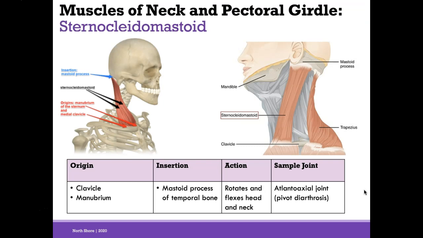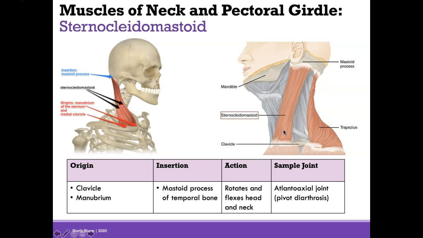So let's start with our friend, the SCM, the sternocleidomastoid. And what we spoke about, the SCM, it rotates and it helps flex the neck, like left or right. So it rotates left or right, or flexes the neck down. So everyone rotate your neck. And that's moving at the pivot diarthrosis called the atlantoaxial joint. That's where the rotation takes place.